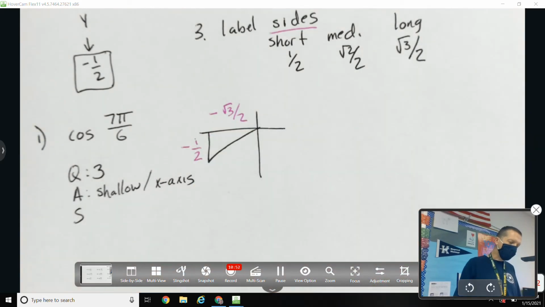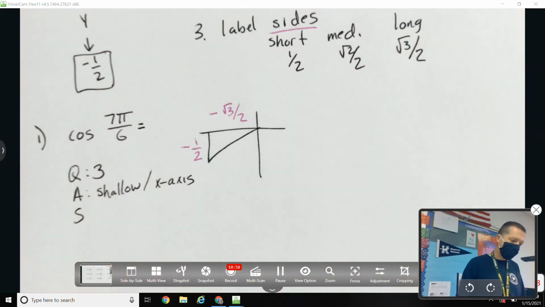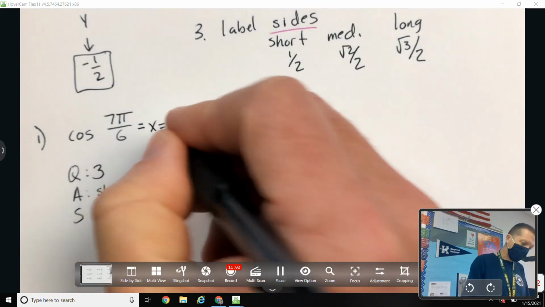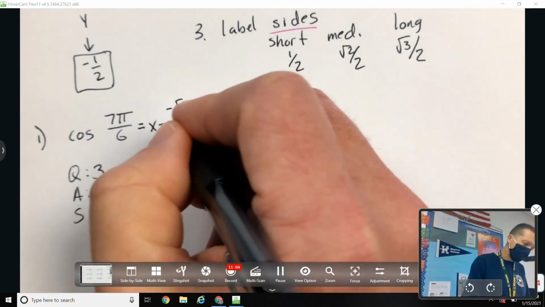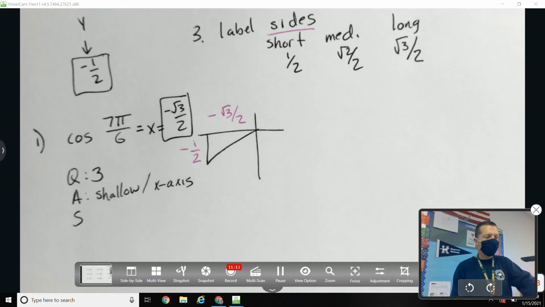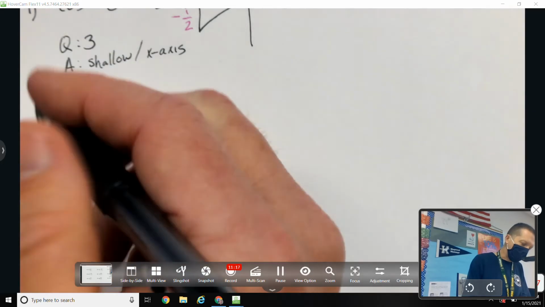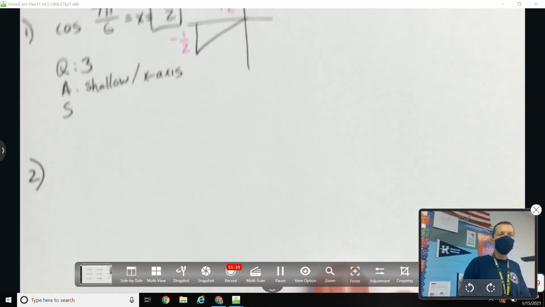And then cosine. Now I'm ready to answer the question. What coordinate am I looking at for cosine? X coordinate. So my answer is negative root 3 over 2. Without having to go to the unit circle. Now, again, if you answer some of these and you want to check them, that obviously is fine. But this is going to be the better way to go moving forward.